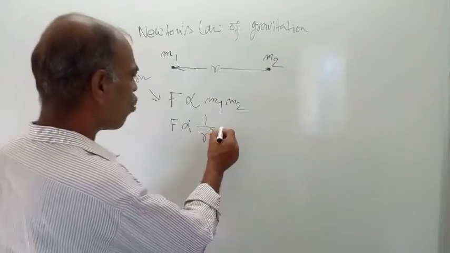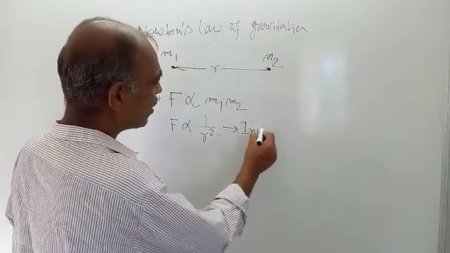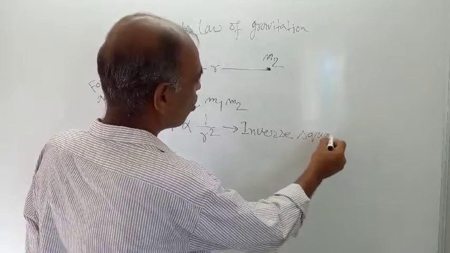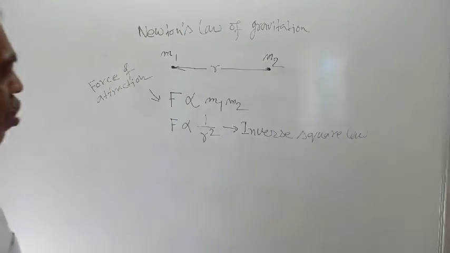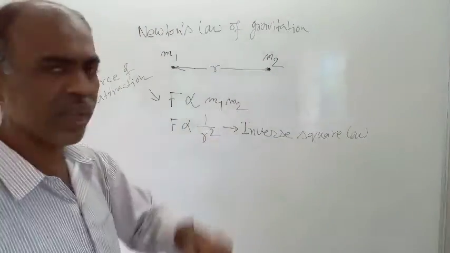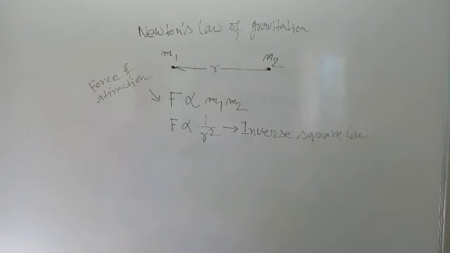So this is also called the inverse square law. Because 1 by r is there, so this is inverse, and square is there, so square. Inverse square law, this is also called.